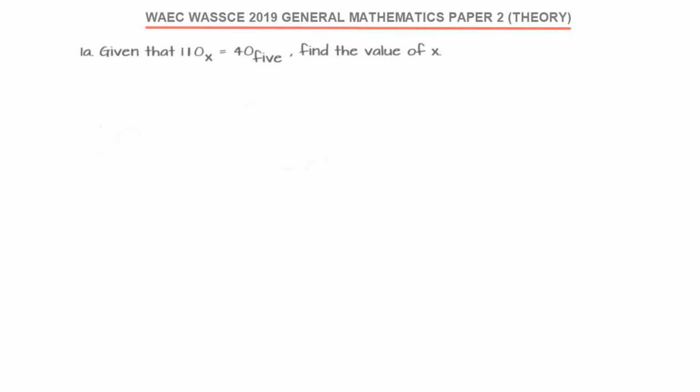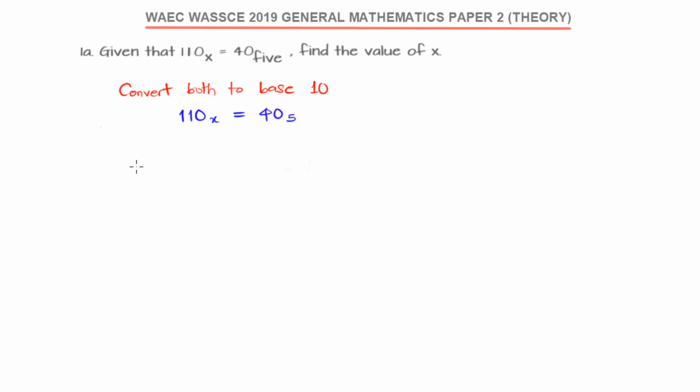In this question, we are given that 110 to base x is equal to 40 to base 5. And we're to find the value of x. To solve this type of question, the best solution for us is to convert both to base 10. And how do we convert to base 10?